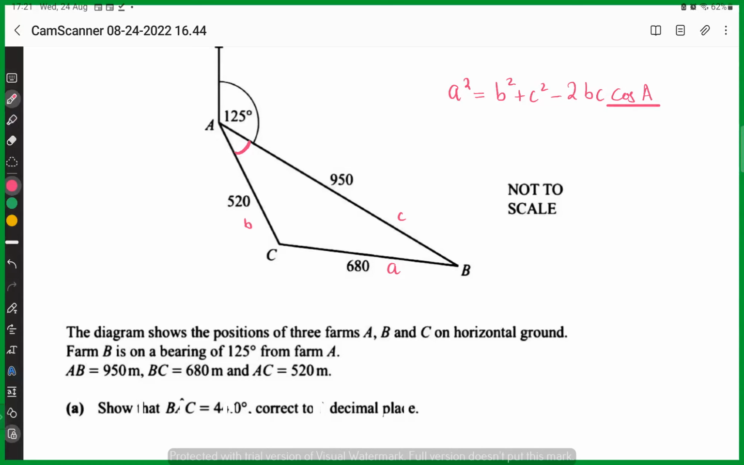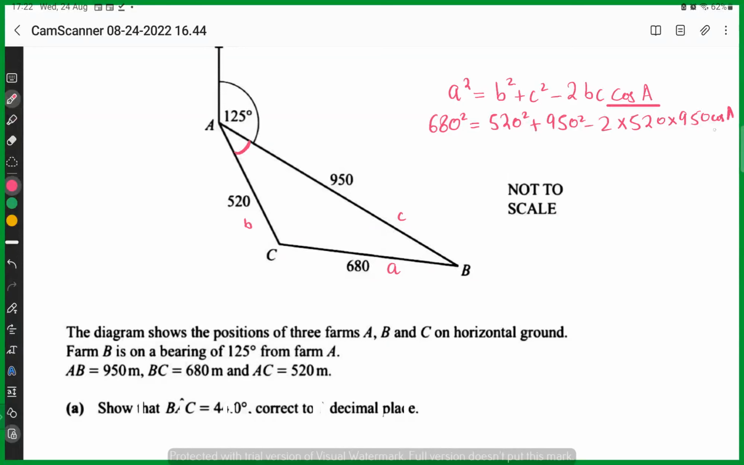First of all, let's just plug in the values. What is A? A is 680 squared. Then B is 520 squared. Then C is 950 squared minus 2 multiplied by B, that was 520. Then C, that is 950. And then cos of A would come as it is. Instead of writing down the values of 680 squared and 520 squared, we will do that, but let's keep that for now.